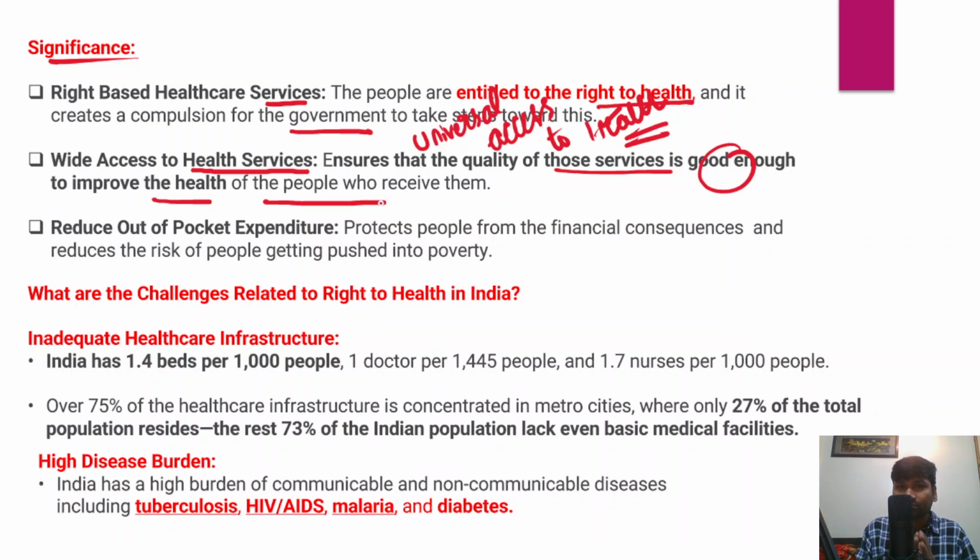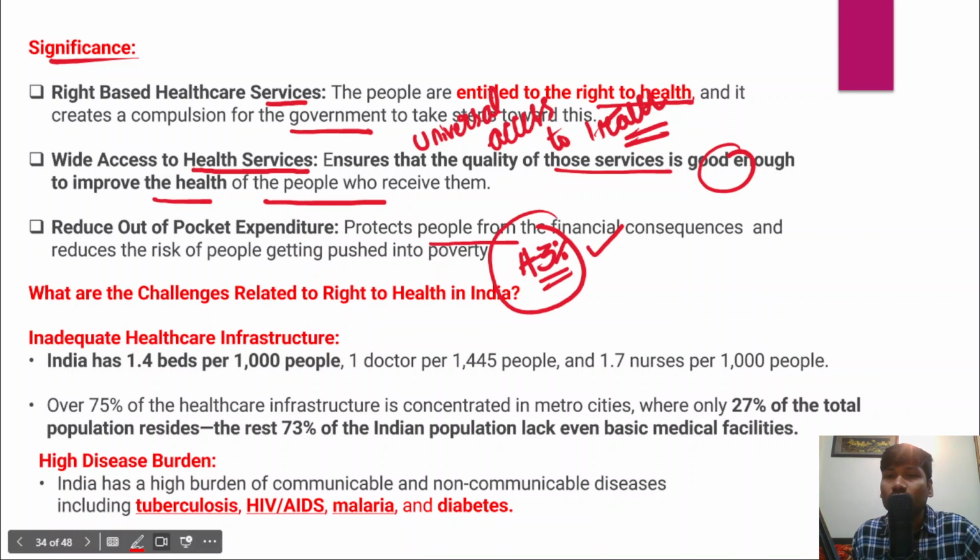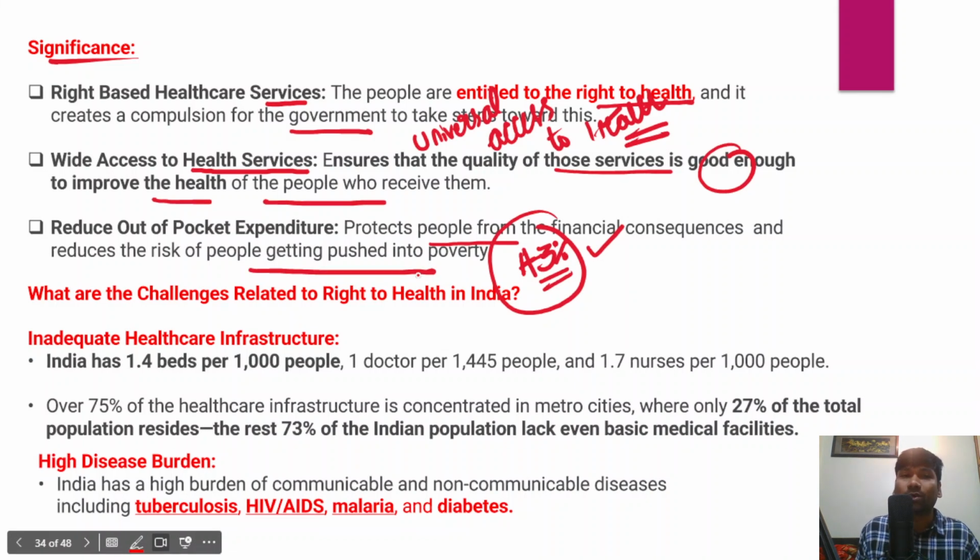And apart from that, right to health or the obligation of the state to protect right to health would also substantially reduce the out-of-pocket expenditure as well, because as per some data provided by the National Family Health Survey, the out-of-pocket healthcare expenditure in India is 43%. That is substantially very high. However, right to health puts an obligation on the state, and that would help reducing the out-of-pocket healthcare expenditure, right? So it protects people from the financial consequences and also reduces the risk of people getting pushed into the poverty trap or chronic poverty cycle.